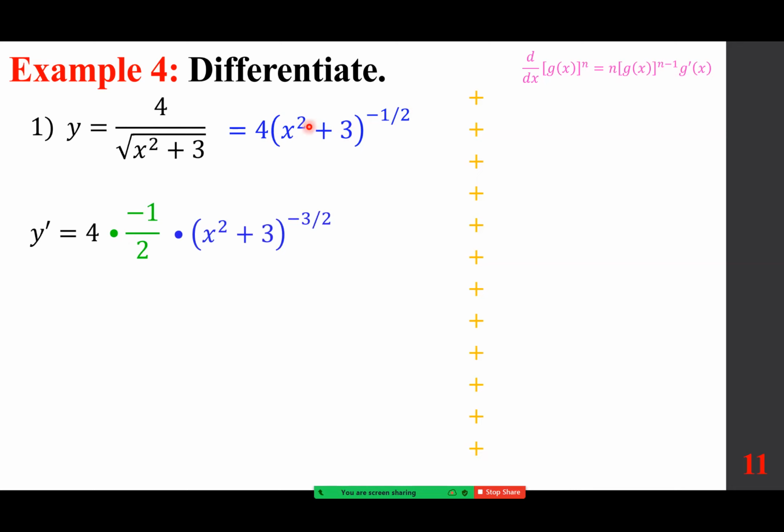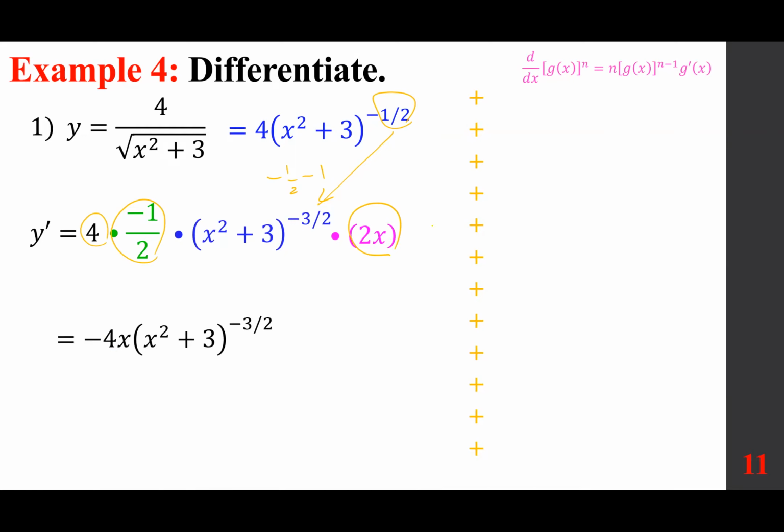And then I need g prime of x. What is the derivative of the inside? 2x. So again, I want to make sure that we understand that here, this is negative 1/2 minus 1. So we are going to multiply 4 and negative 1/2 and 2x. So 4 times negative 1/2 is negative 2 times 2x gives me negative 4x, and I put it in front. Again, I'm done with calculus here with the asterisk next to it. I'm just doing more algebraic techniques.